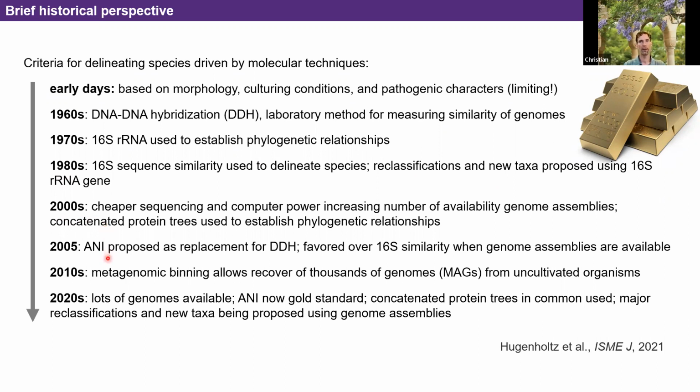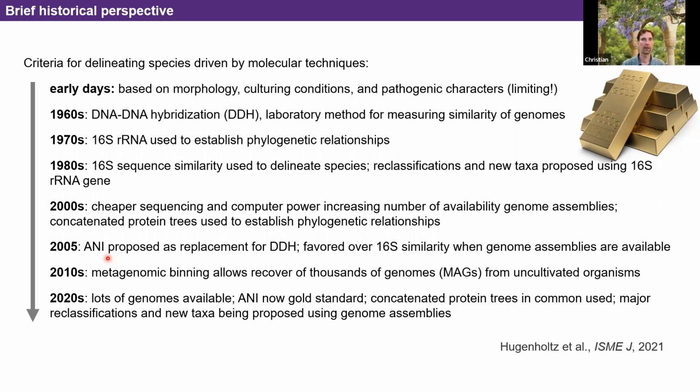In 2005, the average nucleotide identity, ANI, was proposed as a replacement. Actually, it was already there before, but it was proposed as a replacement for the DNA hybridization. And it started already, but after that, it was definitely favored over 16S similarity whenever genomes were available.